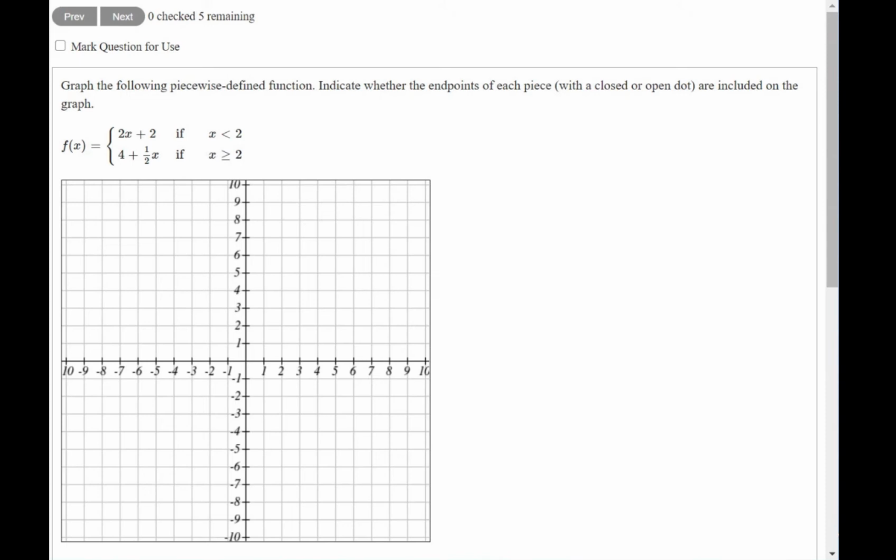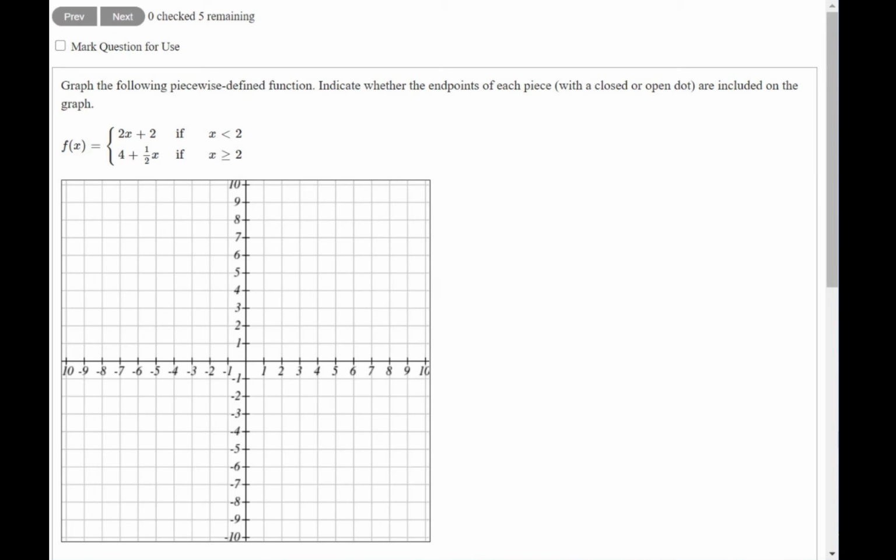Okay, so to graph a piecewise defined function, it looks intimidating at first, but as long as you're comfortable graphing lines in general and restricting them to specific domains, this is not a big deal. We just have to do it twice in this case because there's two pieces. So I have one linear function restricted to the domain where x is less than 2, and another linear function restricted where it's greater than or equal to 2.